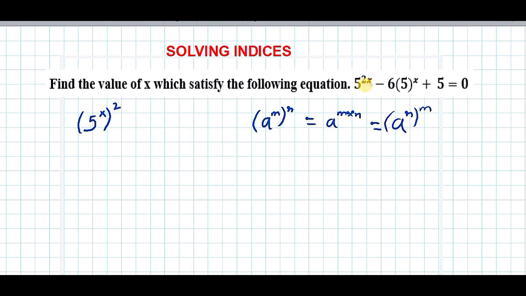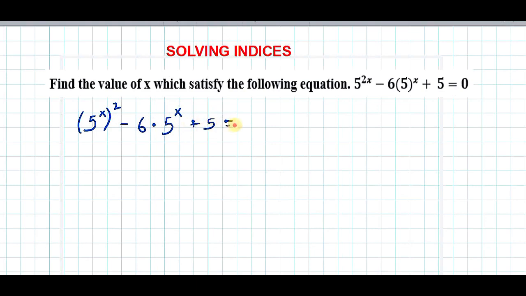5 raised to 2x. 2x is just the product of 2 and x, so we can decide to bring x inside and then leave 2 outside. So in a while, we'll be able to understand why I've decided to have x within the brackets. And then we'll also have the rest of the equation as, so we have minus 6 times 5 raised to x plus 5 is equal to 0.